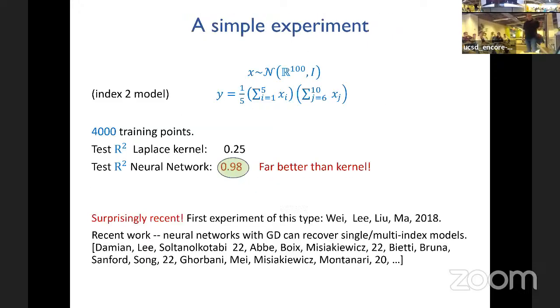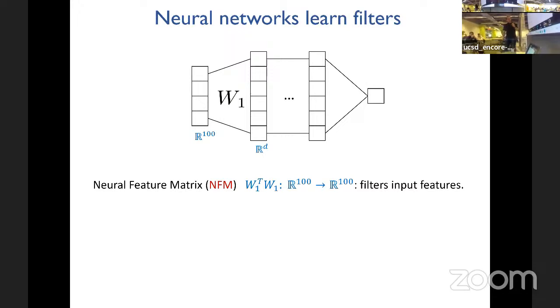I should say that there has been real progress in understanding why this is working better. I'm not going to describe this specifically, but basically, there is a line of work showing that, for example, neural networks can learn single or multi-index models like this. But really, I'll take a slightly different view on this. So let's think about this now. Suppose I have a neural network, and let's think about just the first layer of this neural network.